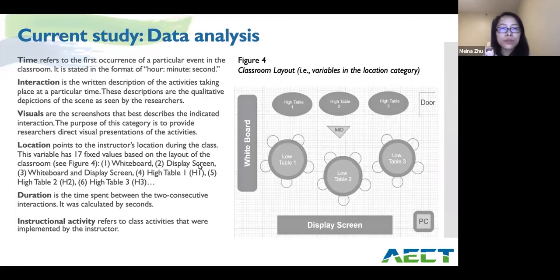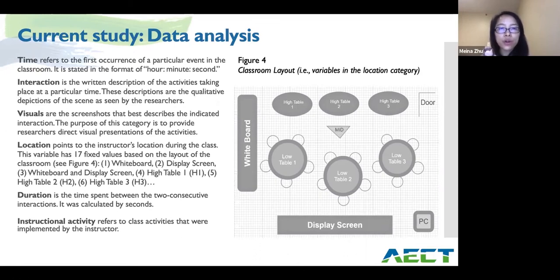The time refers to the first occurrence of a particular event in the classroom. It is stated in the format of hour, minute, and second. The interaction is the rich description of the activities taking place at a particular time. These descriptions are the qualitative descriptions of the scene as seen by the researchers.